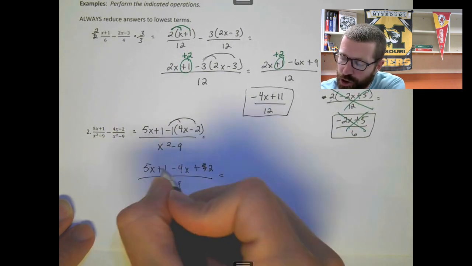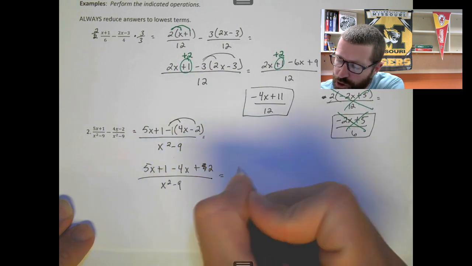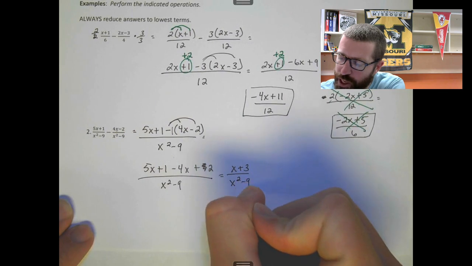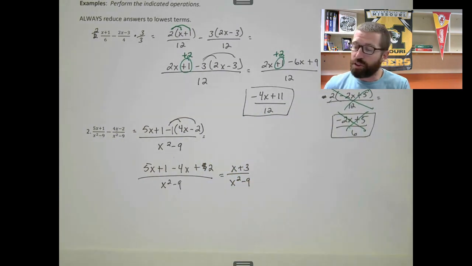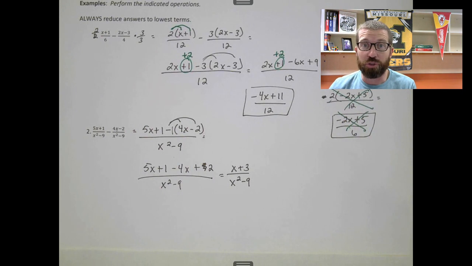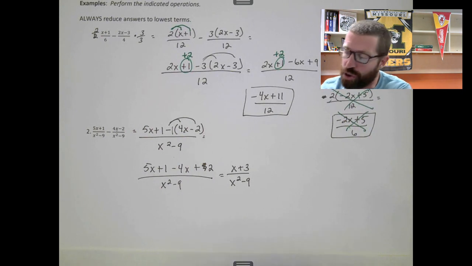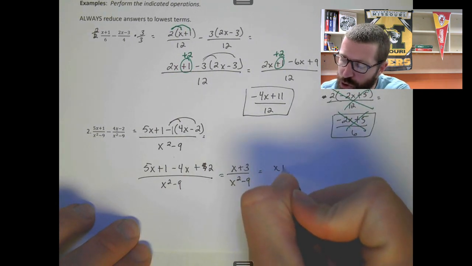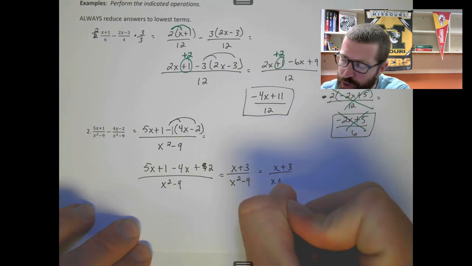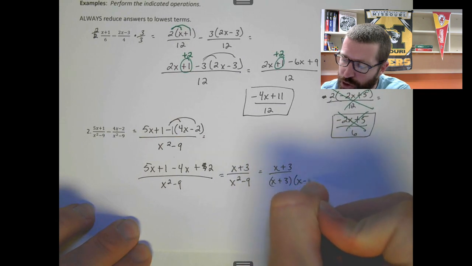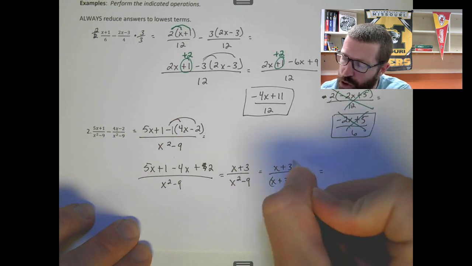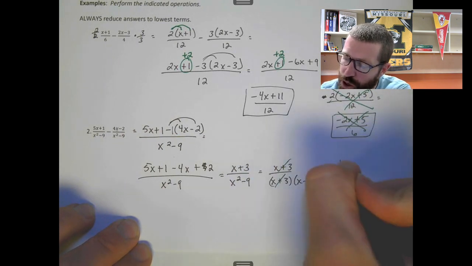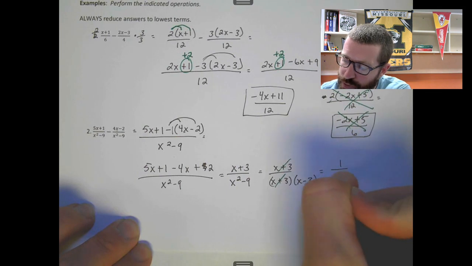Now you can combine like terms. So this gives you x plus 3 over x squared minus 9. Okay, so this is combined, but it's not reduced because we can factor. So just like when you simplify rational expressions, now we have this problem. We have a difference of squares on bottom. So it's x plus 3 and x minus 3. And so those x plus 3 terms will cancel, leaving you with 1 over x minus 3.